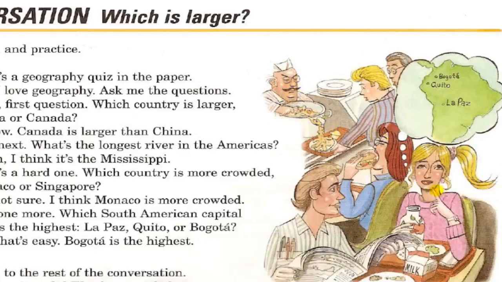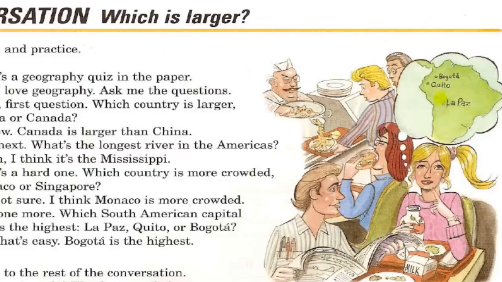We also have a waiter. Maybe he's a chef or a waiter. People are eating. They're drinking. What about these two young people? The young man is reading a newspaper. The young lady is thinking. She's thinking about a map.